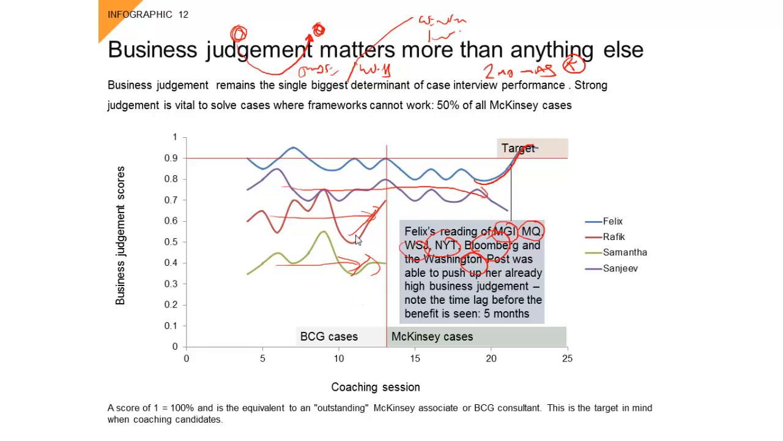Now, if your business judgment is strong, I can tell you right now, firms are more than happy to take a chance on you and hire you. If your business judgment is weak, firms will not take a chance on you because it's very hard to train someone. Business judgment preparation must begin 4 to 5 months in advance. It's not as if you read the New York Times on a Saturday, you can improve your business judgment. You've got to be reading every day all the time, because you don't know what's going to be useful.